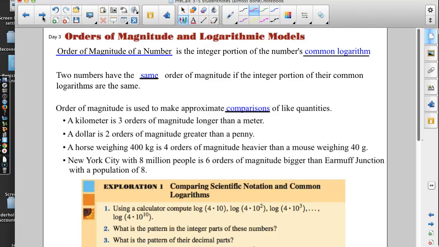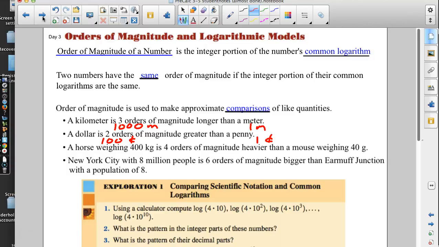A kilometer is 3 orders of magnitude longer than a meter. Okay, a kilometer is 1,000 meters. So they're saying from 1 meter to 1,000 meters is 3 orders of magnitude. That's got me thinking that it just has to do with tens, but that's only one example, so I'm going to check out another one. $1 is 2 orders of magnitude greater than a penny. Well, $1 would be 100 pennies. Now that can't just be a coincidence. So this one was 10 to the third, this one was 10 squared.